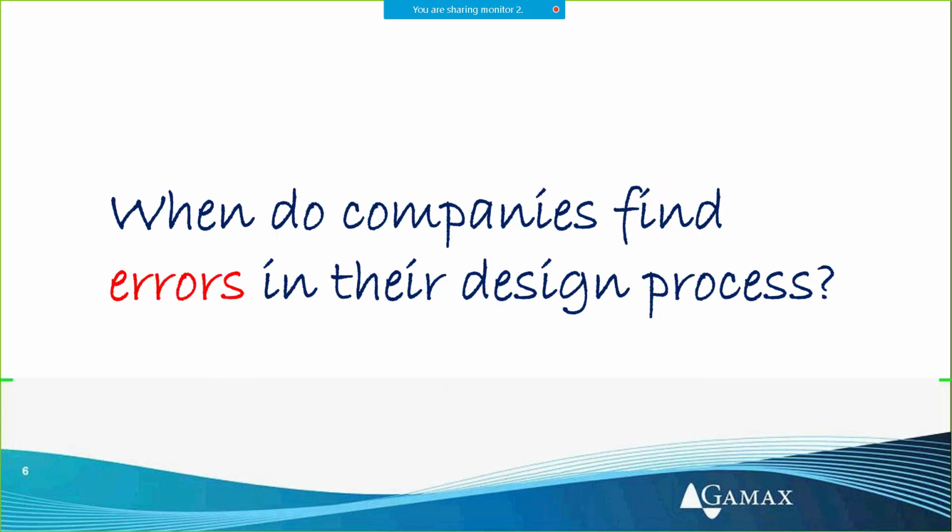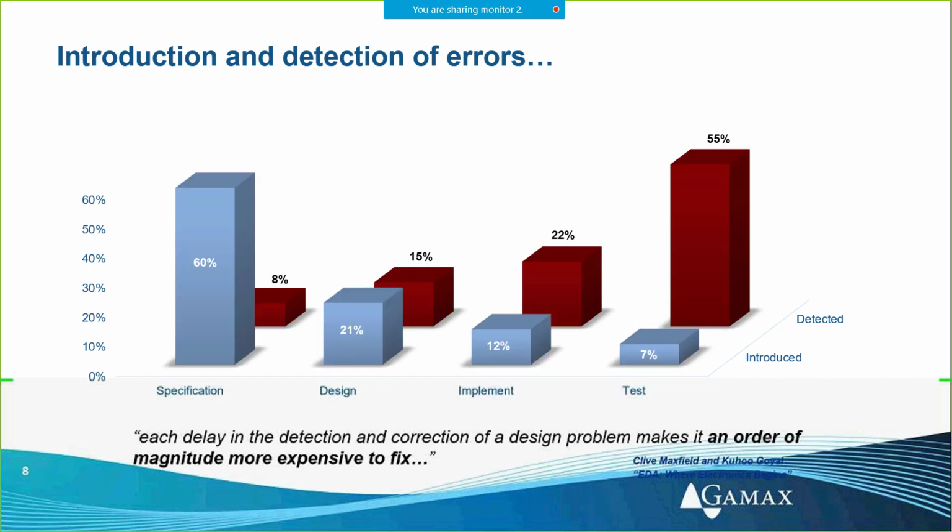The next question is, when do companies find these kinds of errors? The answer is that most of the errors are introduced during the specification. However, they are detected only during the testing phase. So our goal is to match the first graph as closely to the second one as we can, bringing the error detection earlier. We want to detect the errors as early as possible.